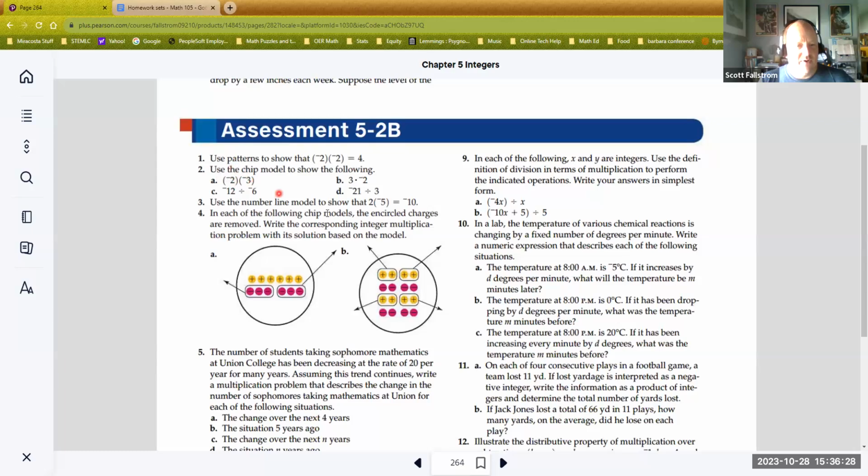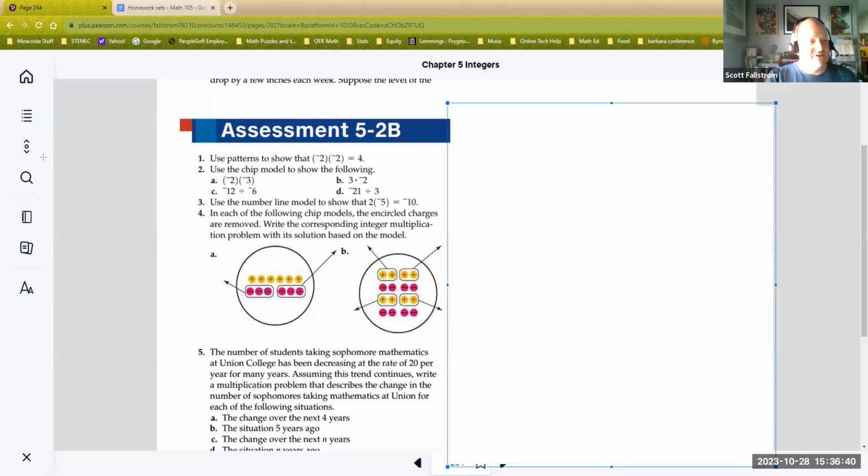Again, patterns are not my favorite approach, but it works just fine. Chip model to show the following. So I won't do that exact problem, but I think it's important that you understand the chip model. It's probably the best model. Again, could be just my opinion, but it is easy to work with and it demonstrates the concepts pretty quickly. So you can kind of get the idea. This one says -2 times -3, that's multiplication.